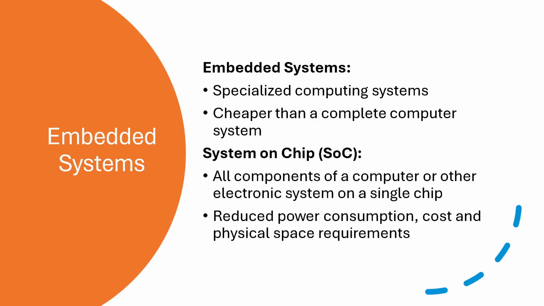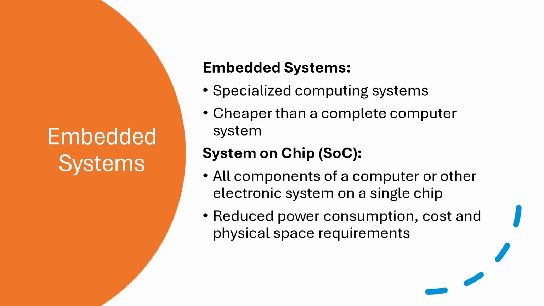Embedded systems. Embedded systems are specialized computer systems that are integrated into larger devices or systems to perform dedicated functions. These systems are essential in a variety of applications, ranging from industrial control to consumer electronics. They are often cheaper than complete computer systems.